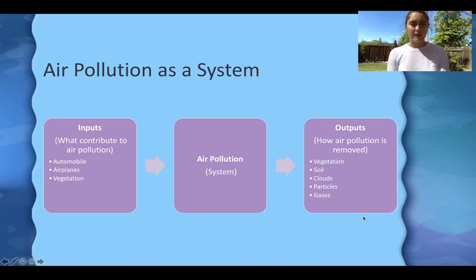Okay, so I mentioned that we have these inputs and these outputs for air pollution, making it this system. Our inputs are anything that's going to be contributing to air pollution, so things like cars or planes or vegetation, and we'll look at what that means. Those will be the inputs, what's actually contributing to it becoming air pollution. Then as those things sit in our air, that's the system, that's the storage. And then the outputs are how we actually remove that air pollution, whether that's through vegetation, soil, clouds, particles, gases, things like that. We'll look again at how some of those are removed and what that means.